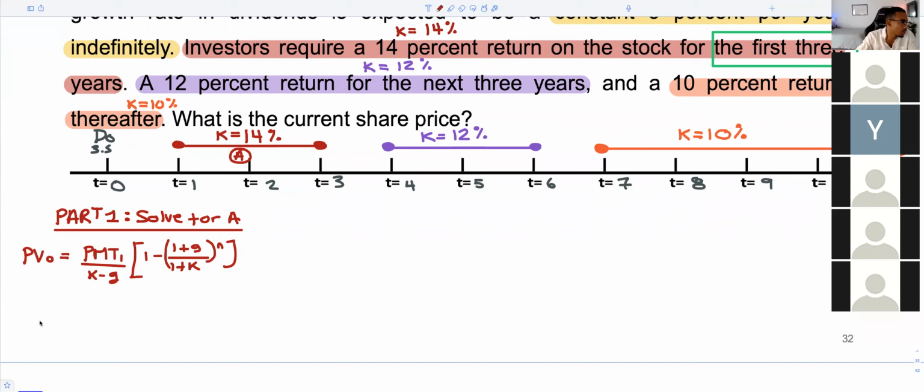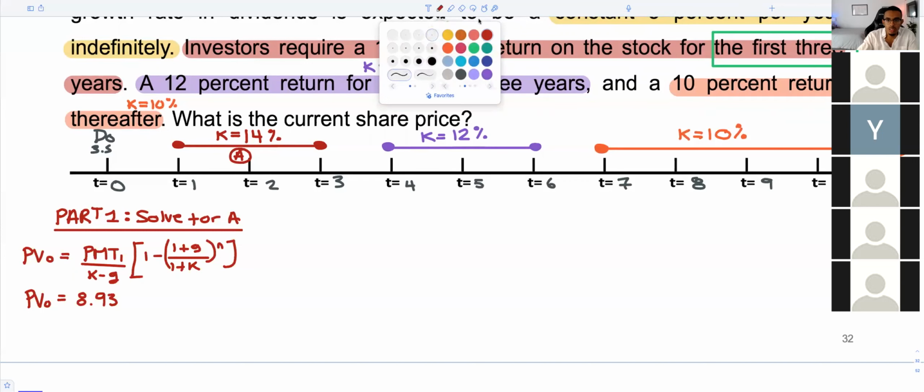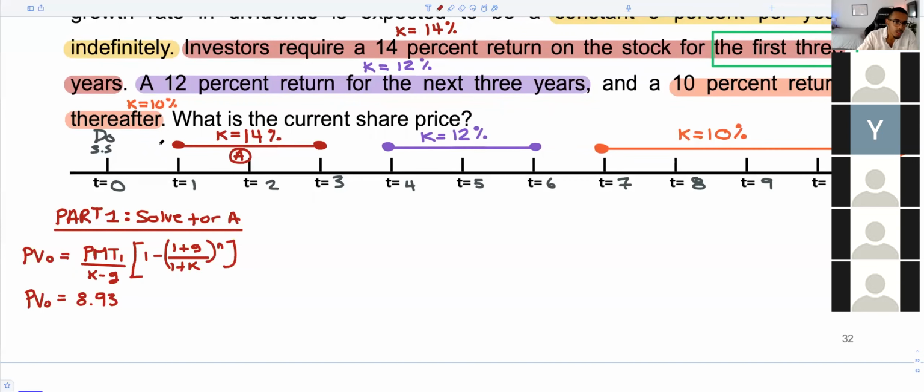But yeah, in this case, if you plug in everything, you're going to get your present value at 8.93. Okay. Now, I'll highlight this in the same color. What we get, obviously, is going to be our present value. This is our present value at 0, right? Because we're only going 1 period back. Okay. So far, so good.